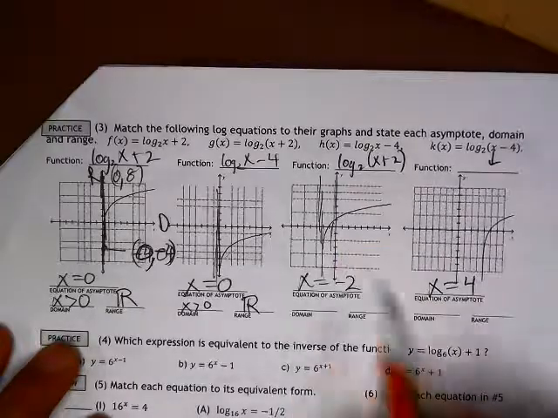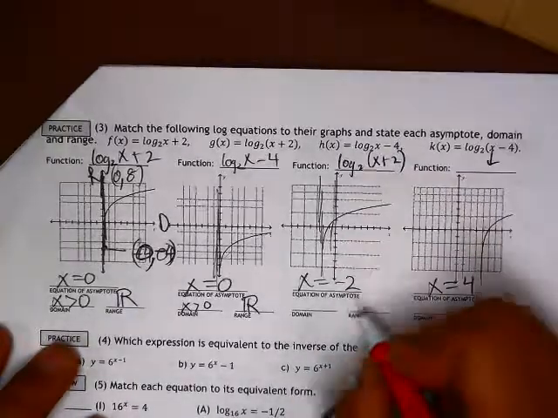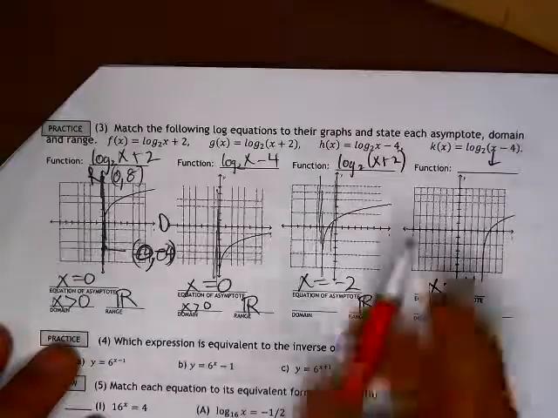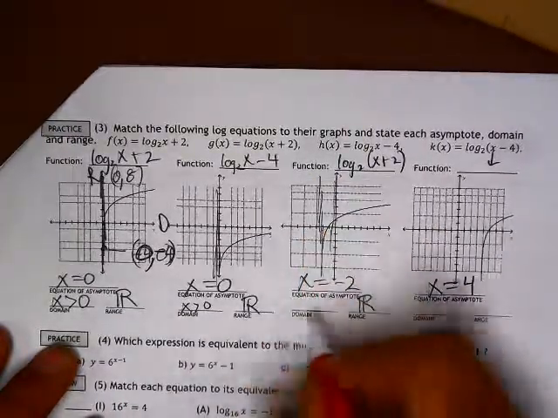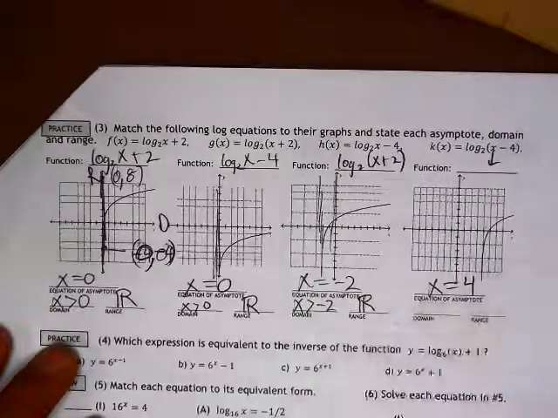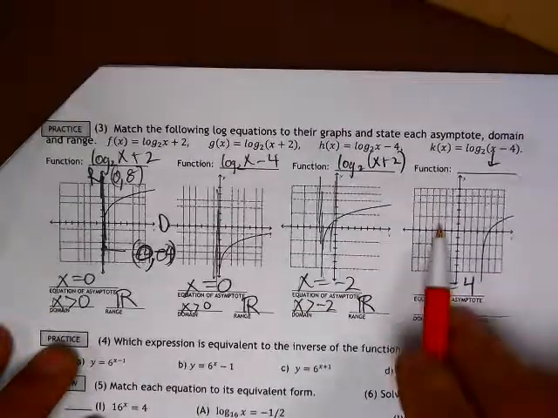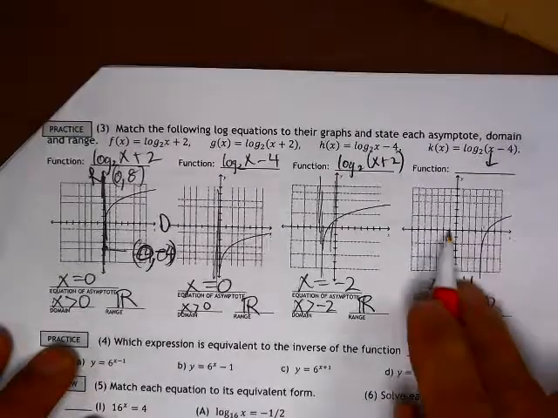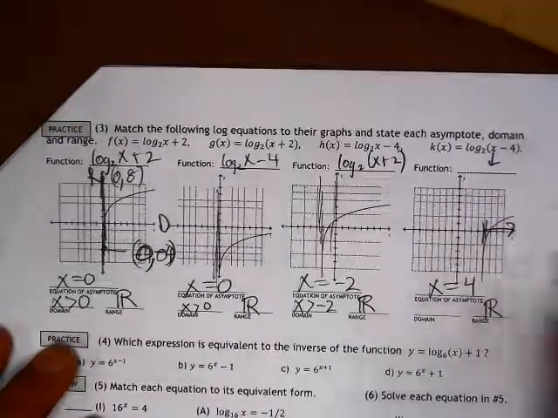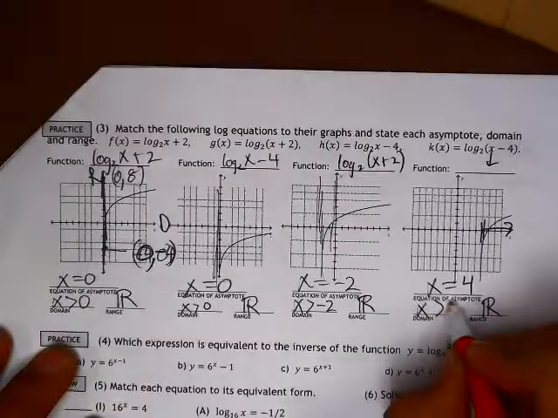Now here, our range is still the same up and down, so that's all real. However, we now have some additional x values, starting at negative 2. So x greater than negative 2. And over here, we still have all the range, so that's still all real. But now we limit it starting here, going that way, so x greater than 4.